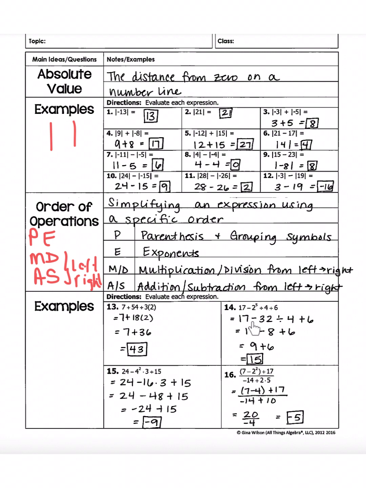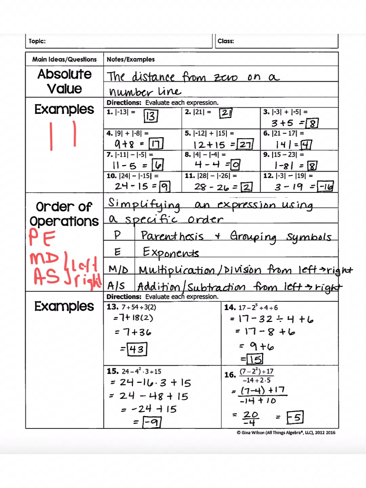Now I have subtraction, division, and addition. So I have to do the division next. 32 divided by 4 is 8. Then I have subtraction, which comes before addition, left to right. So I'm going to subtract. I get 9 plus 6 is 15. Notice I'm writing down each step of the problem.